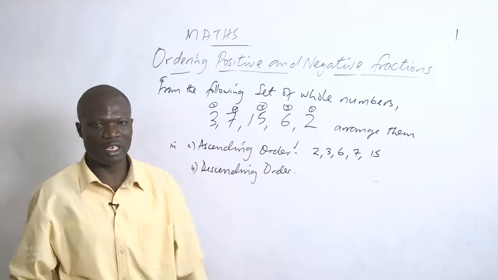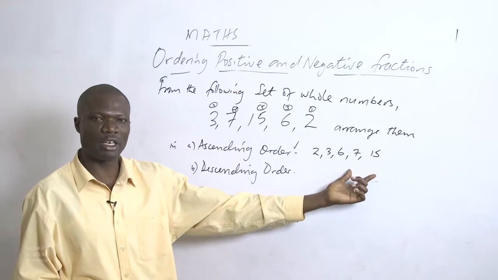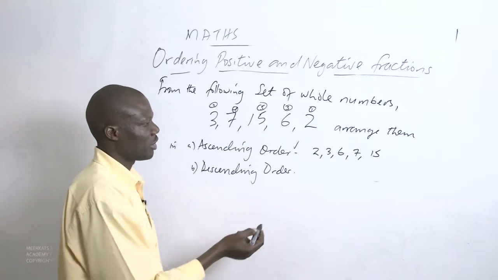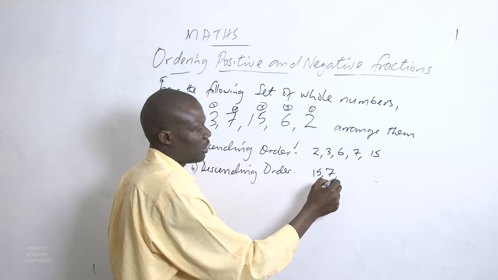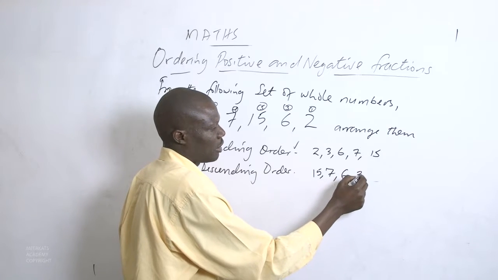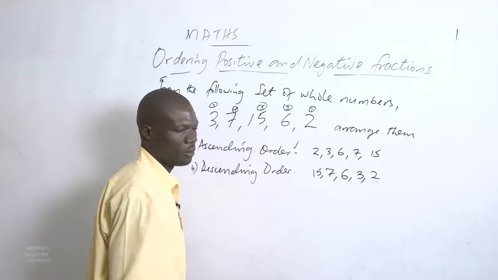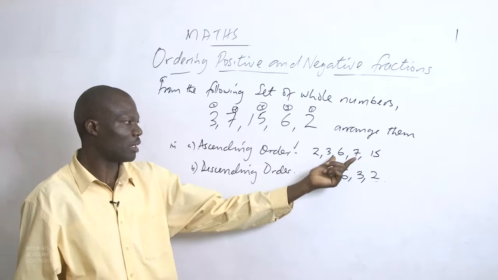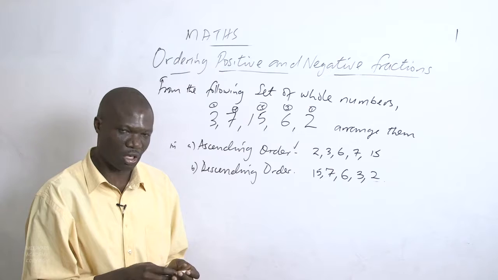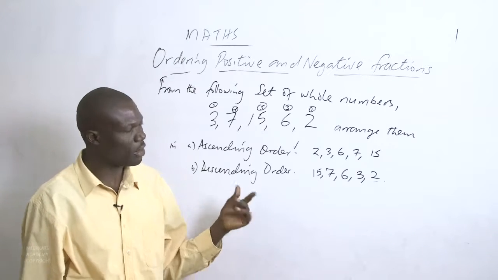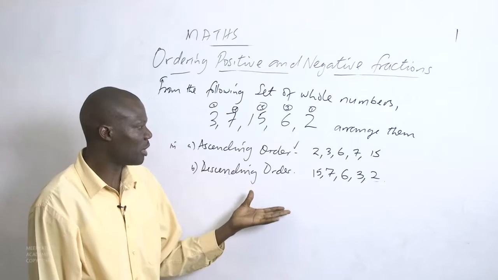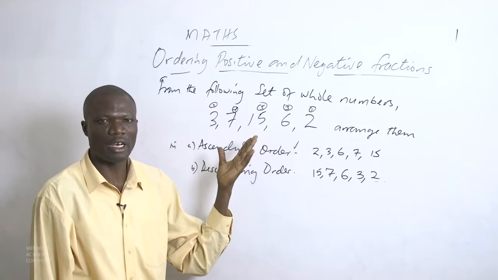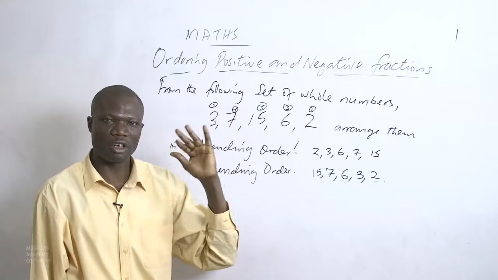If it is the descending order, it's just the reverse of the ascending order. So I'll expect you to have 15, 7, 6, 3, and 2. So it is simply the reverse of the ascending order. This is when we are looking at whole numbers. Whole numbers are simply handled easily. You can easily order them.